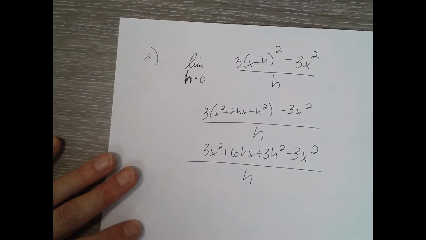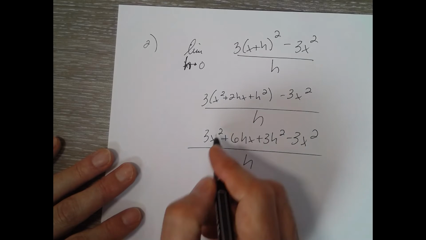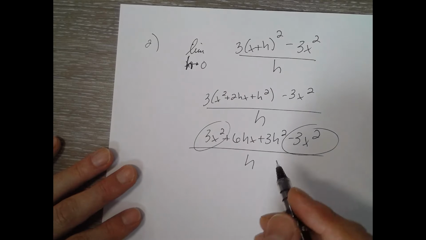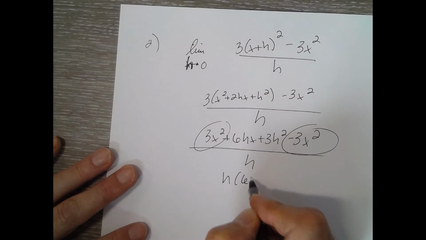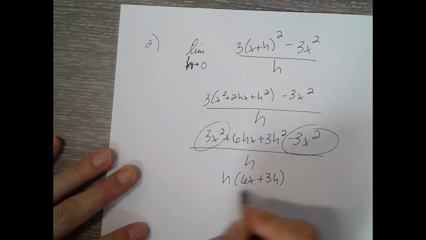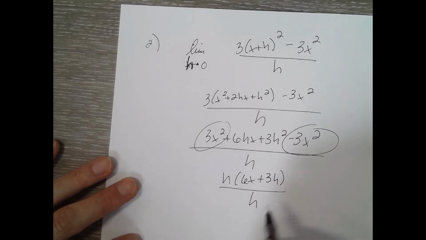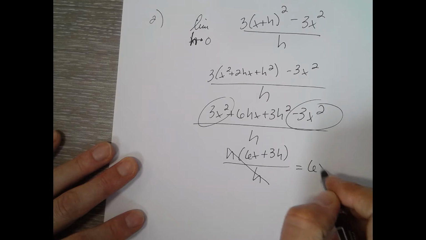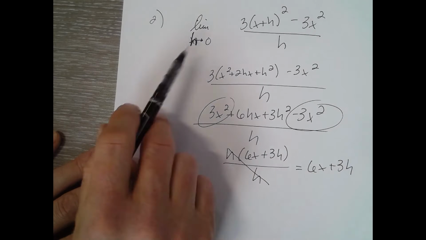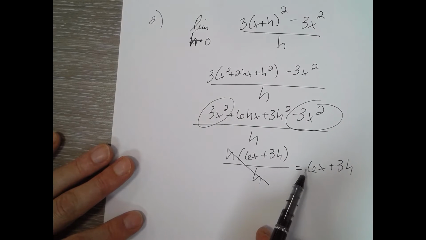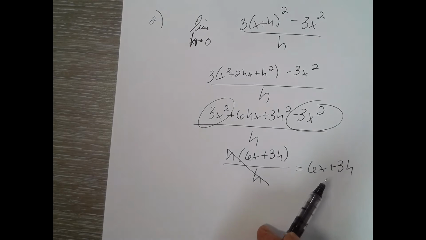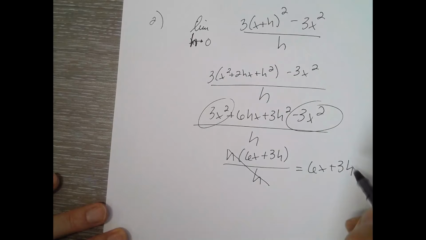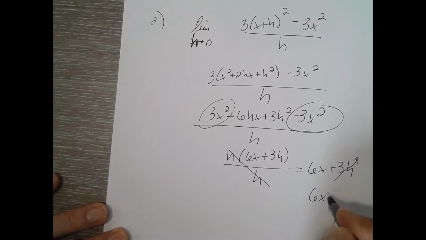Alright, so I've got 3x squared minus 3x squared, so they're gone. I can factor out an h on the top. I have 6x plus 3h over h. Those cross off, so I get 6x plus 3h. And while x was going to 0 before, you were right in saying that it was 3h. I just wrote it down wrong. h is going to 0, so we get 6x.